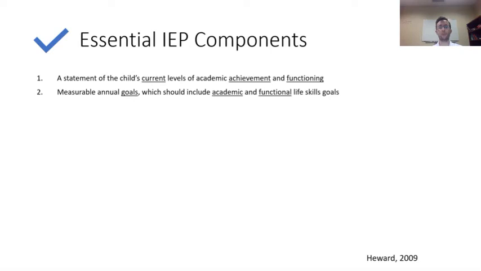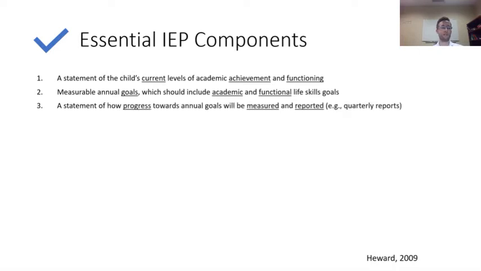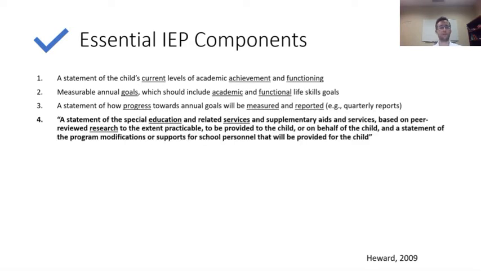Measurable annual goals, which should include academic and functional life skill goals. So in other words, a comprehensive, highly individualized curriculum that's described in an objective, observable, measurable way. A statement of how progress towards annual goals will be measured and reported. In other words, quarterly reports.